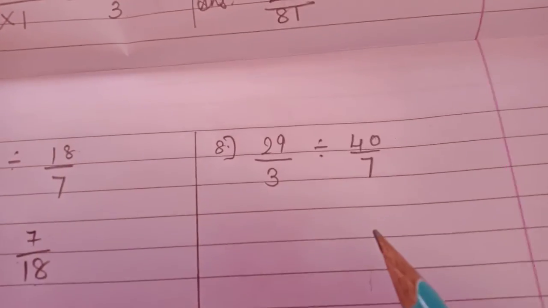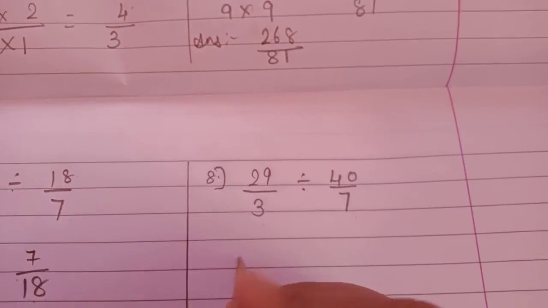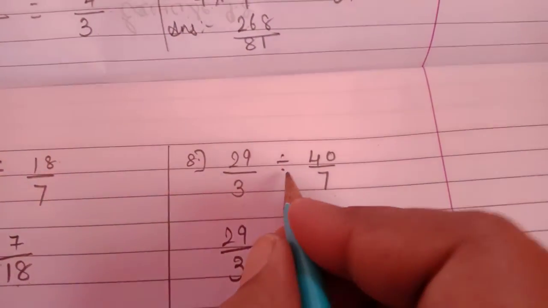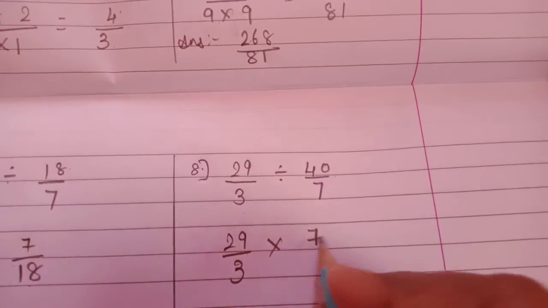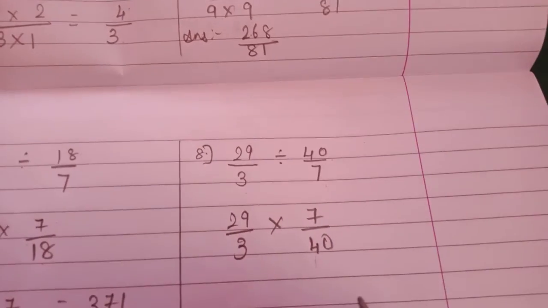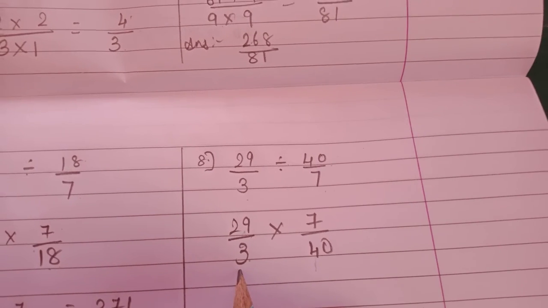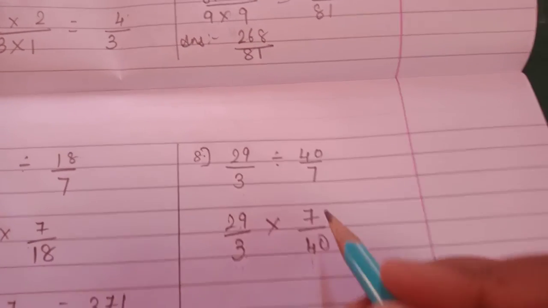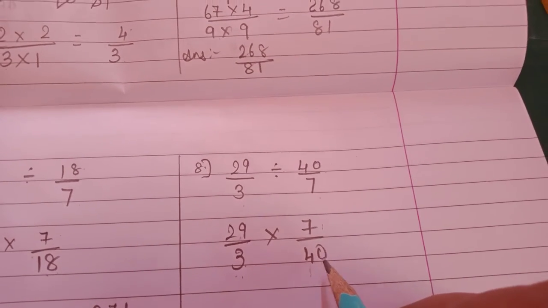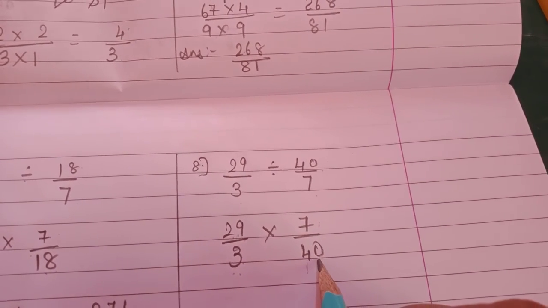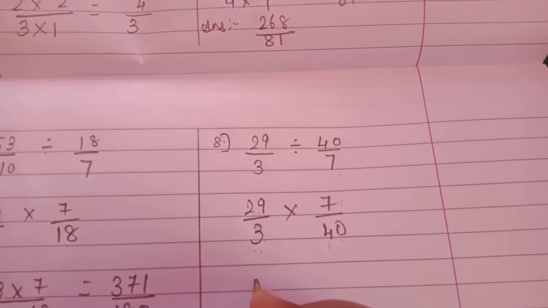Now number 8, 29 upon 3 divided by 40 upon 7. So 29 upon 3, this division sign will change into multiply, and the reciprocal of 40 upon 7 is 7 upon 40. So 29 divided by 3, can it be divided? No, it will not come in the same table, and 7 upon 40 is also not divisible. It also does not come in the same table. Now 29 and 40 also not divisible, and 7 and 3 also not divisible. So here also we will directly multiply.